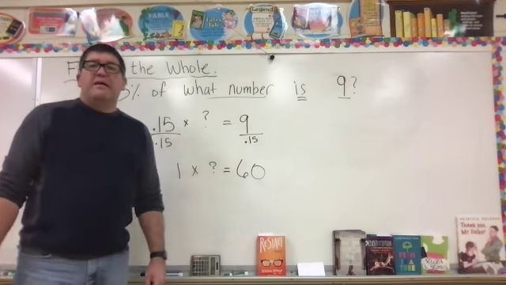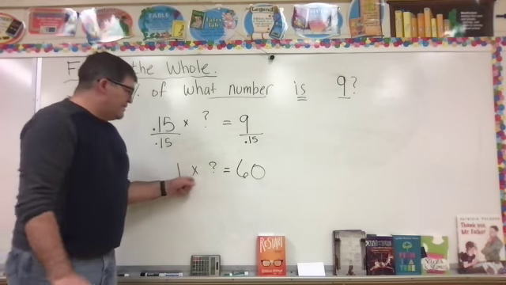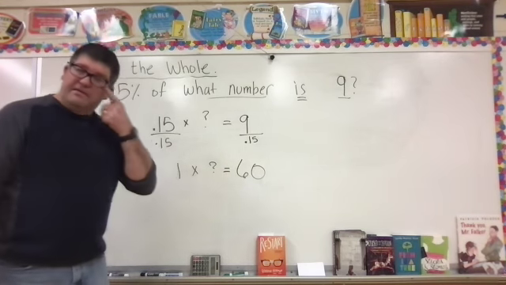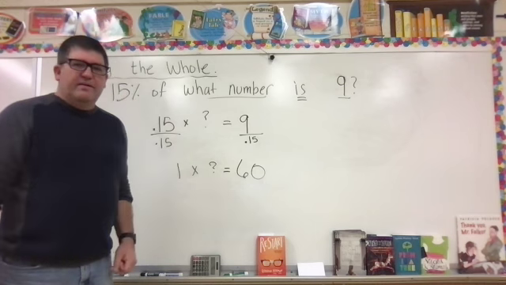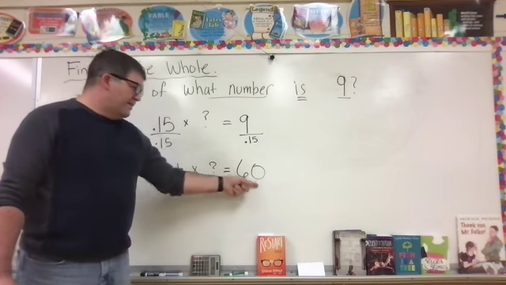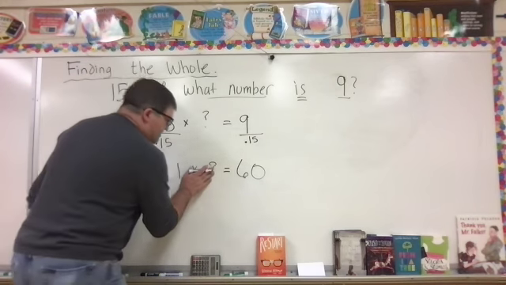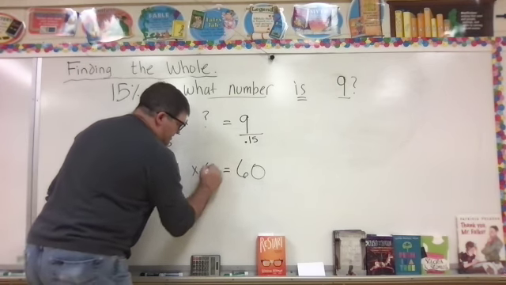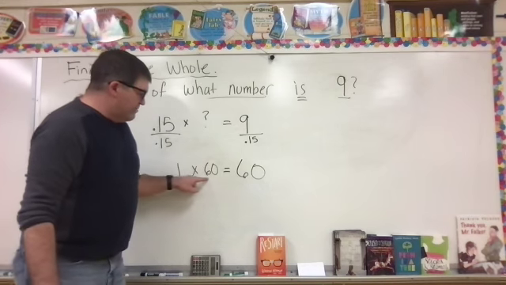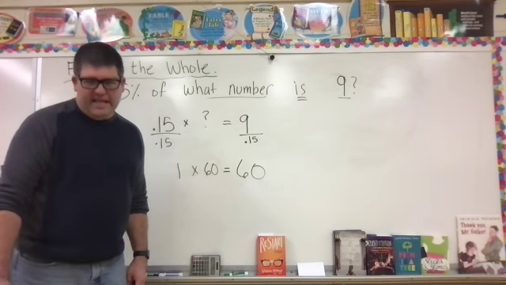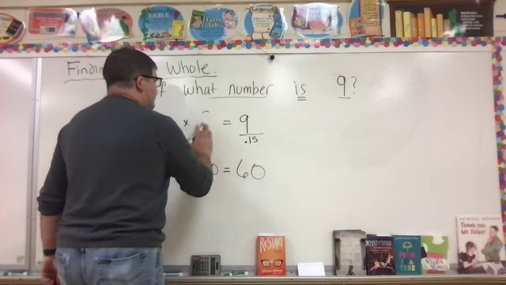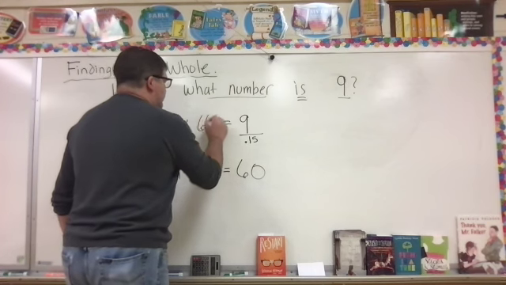Now, here's where a little mental math comes in. 1 times what equals 60? Well, 1 times the number will always get me the number I want. So I'm going to change this to 60. 1 times 60, does that equal 60? Yes. So then this question mark is 60.